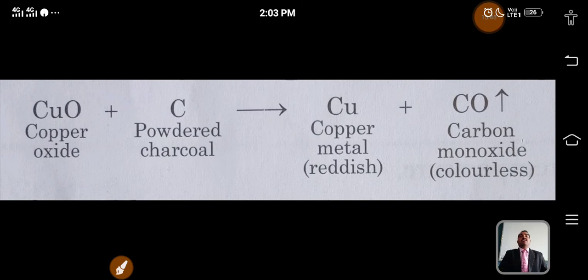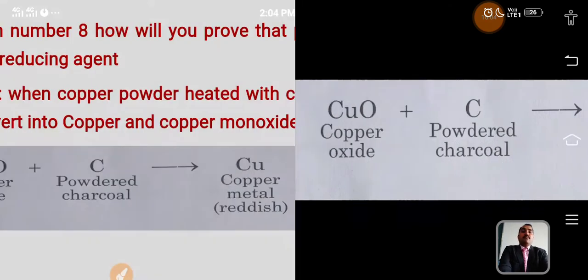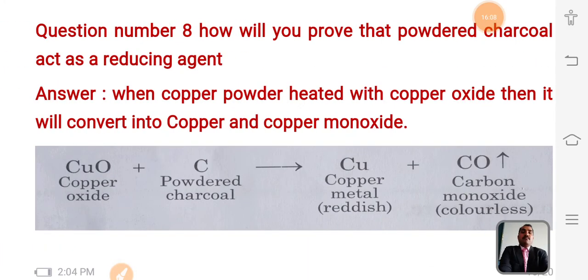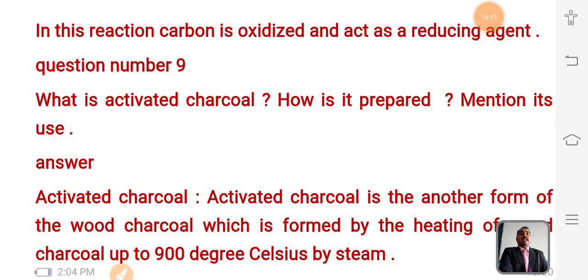Please see, same reaction. CuO heated with carbon, that is powdered charcoal, gives carbon monoxide and copper. Here see, same words as I have told. In this reaction carbon is oxidized and acts as a reducing agent.